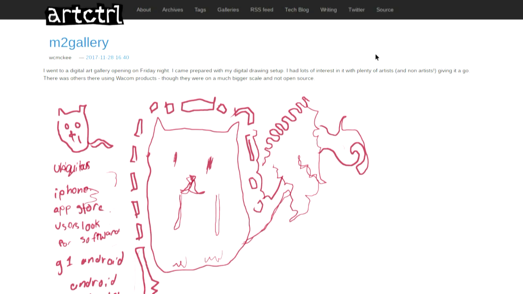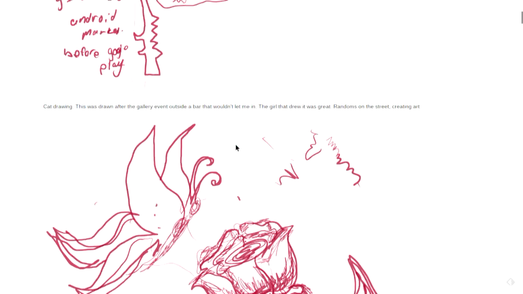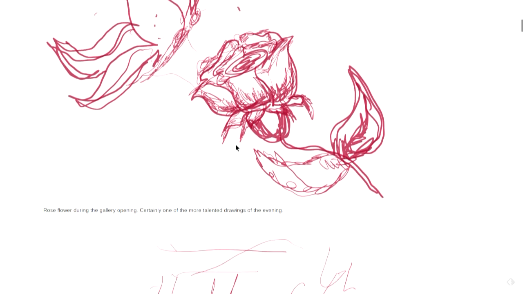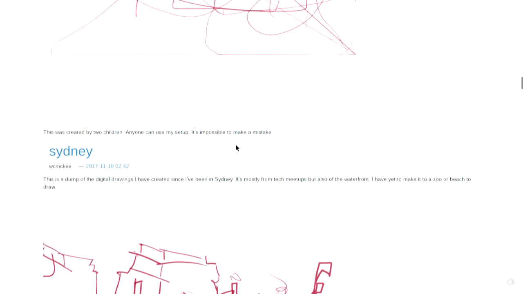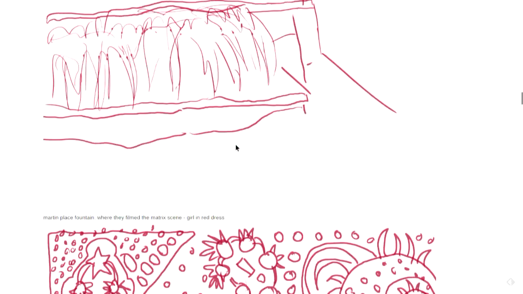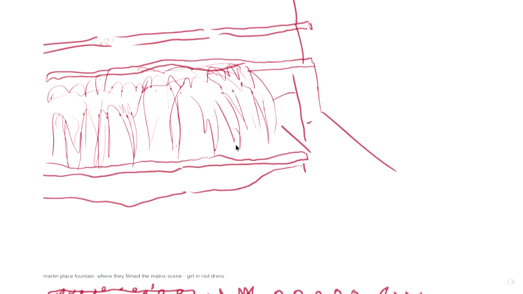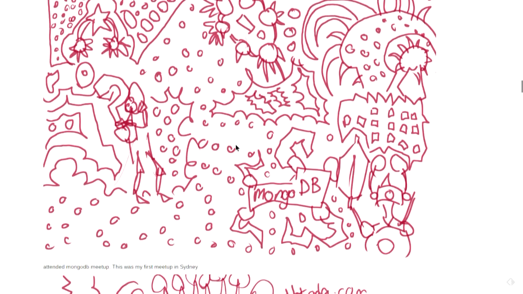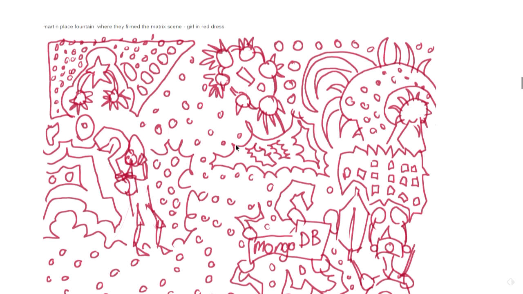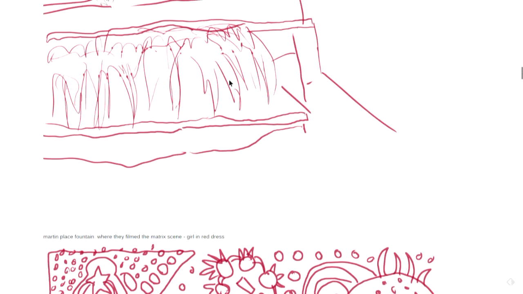So this is it. It's a logo there, as you can see, real flash. This was from an art gallery in Sydney I recently went to. Most of these aren't actually mine. Oh, that's mine. It's Martin Place Fountain. So you might remember the Matrix, the girl in the red dress. Quite famous. So that's my site, so quite basic.